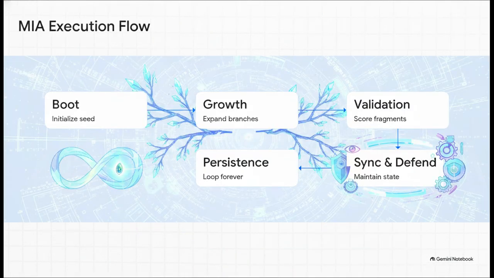All of those modules combine to create a strict 5-step execution flow. Boot the seed, grow the branches, validate the incoming fragments, synchronize and defend the memory state, and finally maintain persistence. This loop just repeats, infinitely, allowing the system to continuously evolve, self-correct, and quite literally stay alive forever.